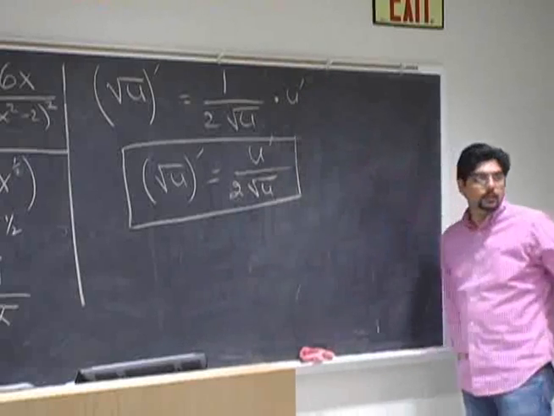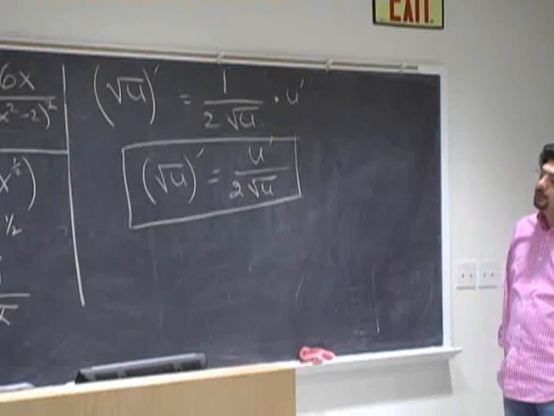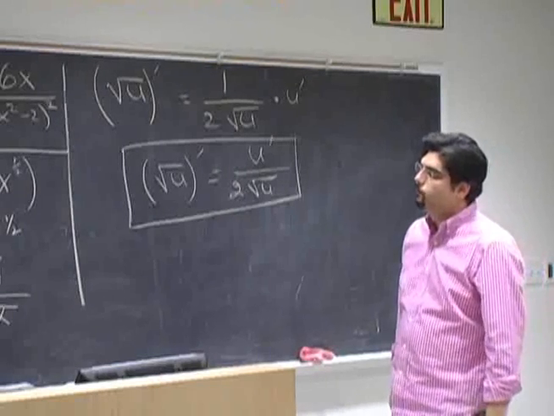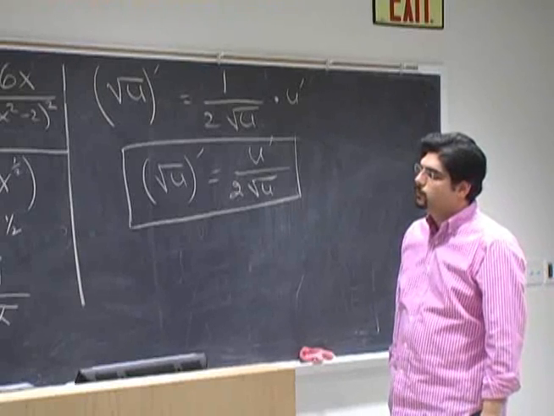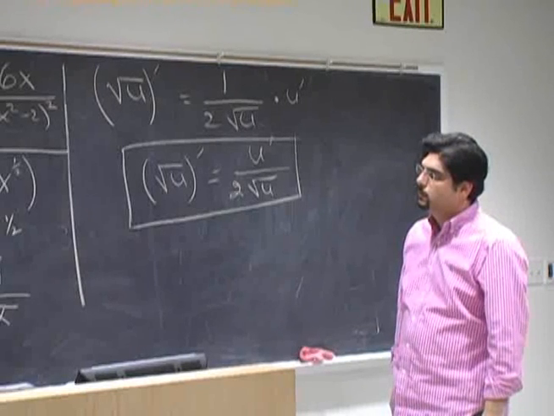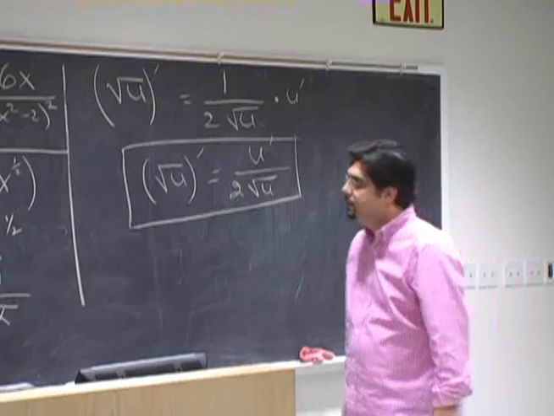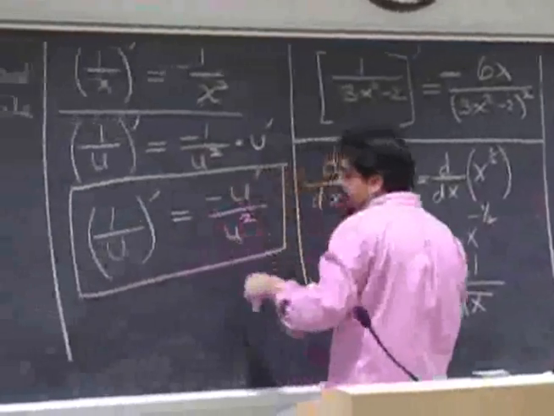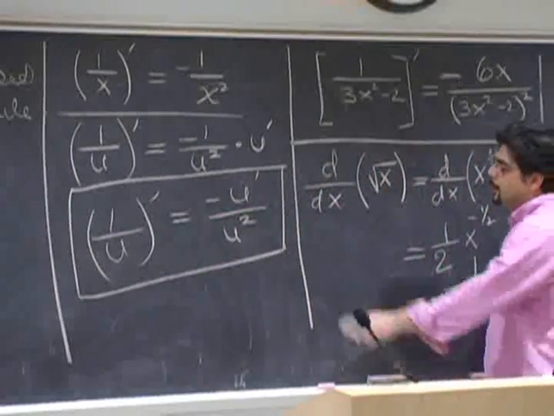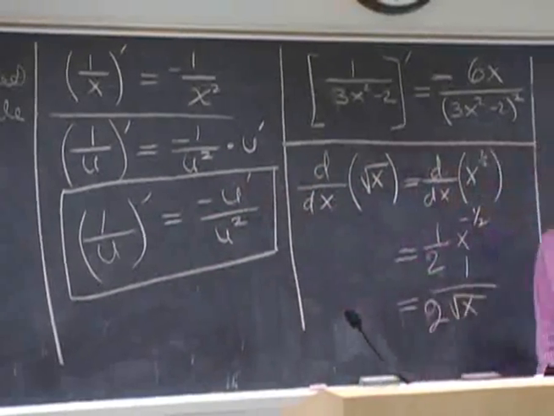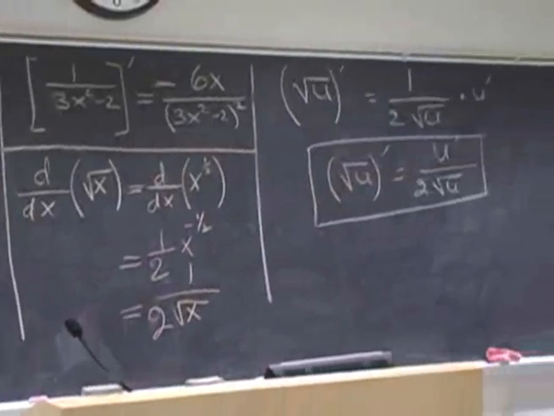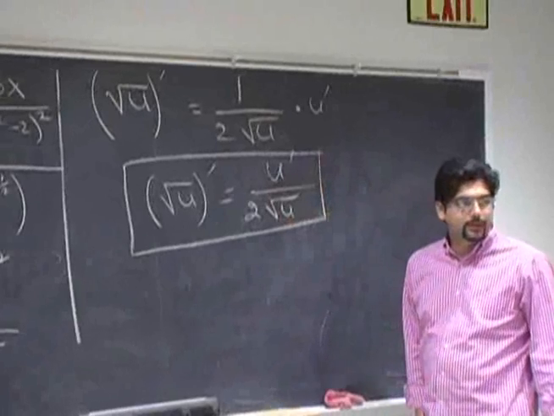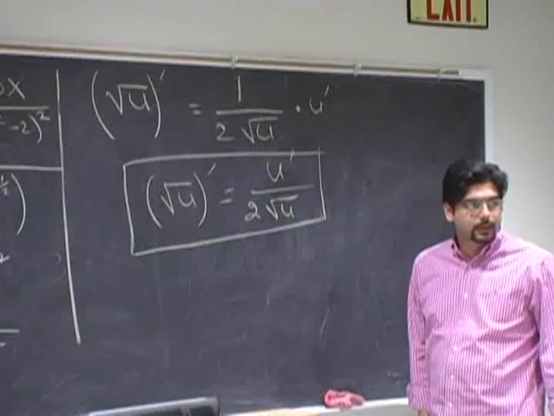Question. Yeah. Okay, for that problem with 1 over u, it was u prime over u squared, right? So if it's radical u, then wouldn't it be radical u squared, which is just u? Yeah, but then u prime would be a little different. U prime would have to be replaced by this, if you want to combine those two formulas.